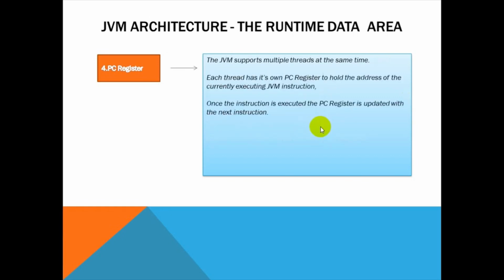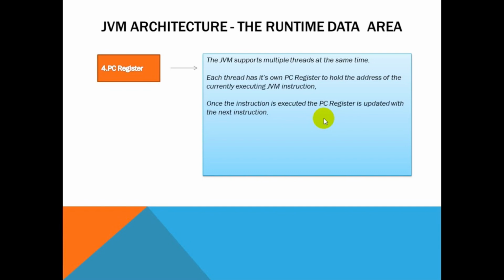Next we'll see PC register, program counter register. The JVM supports multiple threads at the same time. Each thread has its own PC register to hold the address of the currently executing JVM instruction.